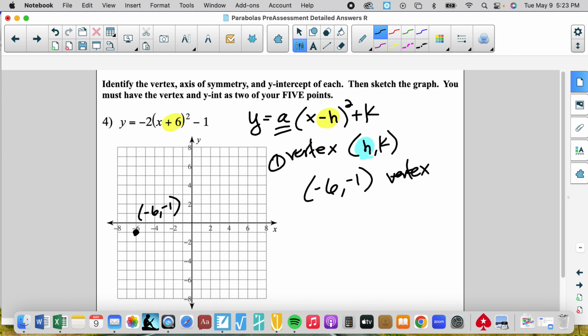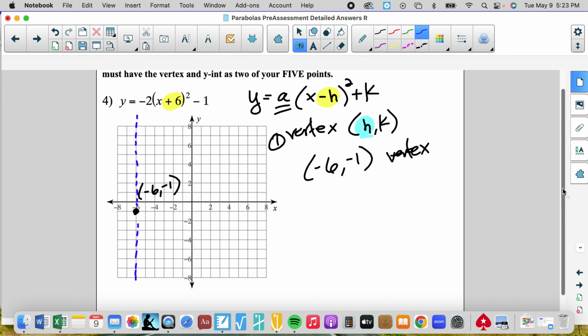And now I also know, since this is my vertex, that the axis of symmetry lies on every single vertex, no matter what format. Next thing, I just drew my axis of symmetry. Do you know what that equation looks like if we wanted to ask for it? X equals -6. Very good.